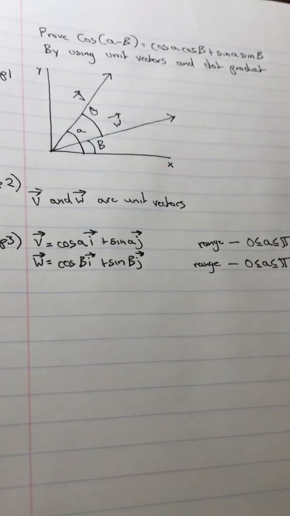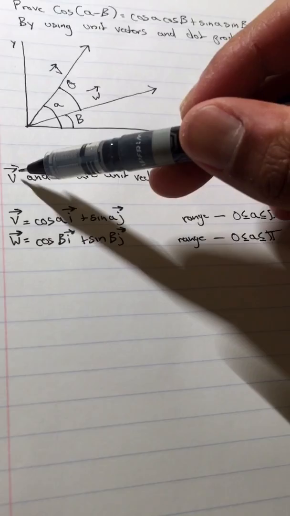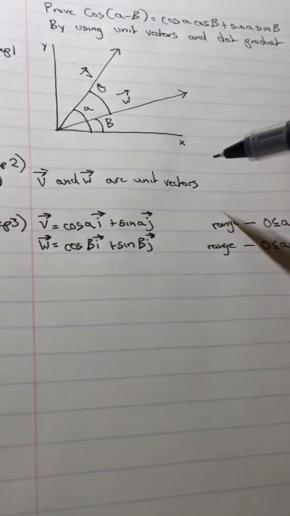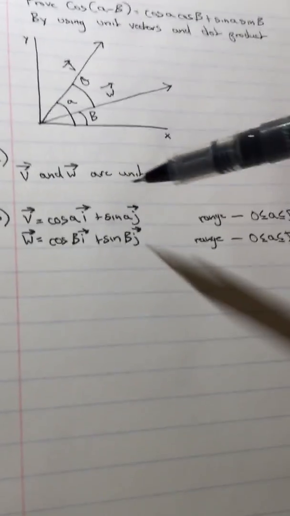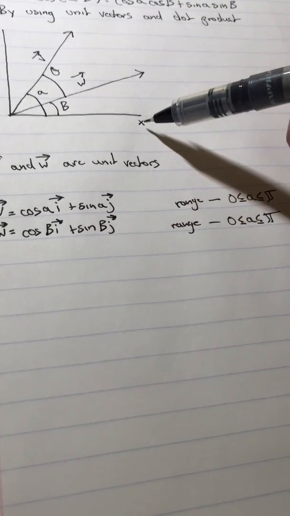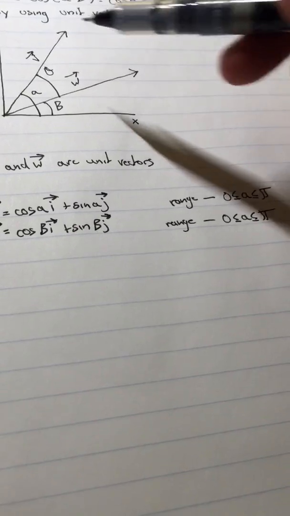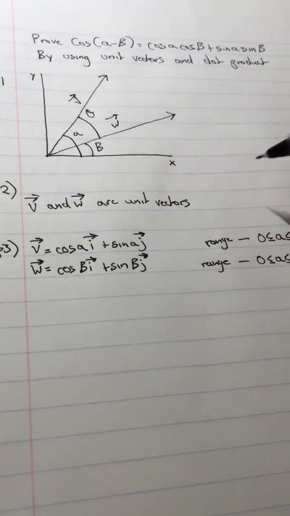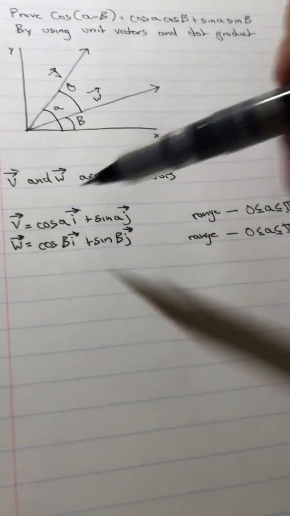Step 2 of proving this theorem is that we know that vector v and vector w are unit vectors, and vector v is cosine alpha i plus sine alpha j. i is associated with the x side and j is associated with the y on the Cartesian plane. And we have a range for alpha from 0 to pi. We don't want to mess around with anything past the second quadrant.